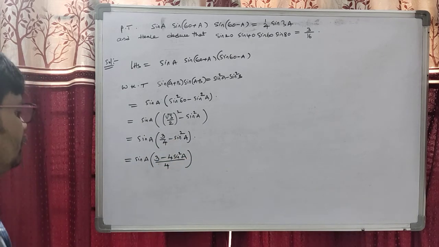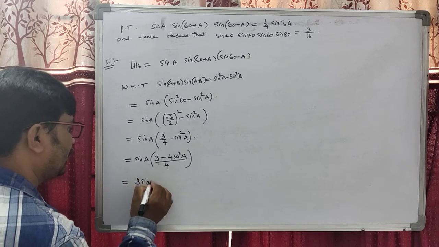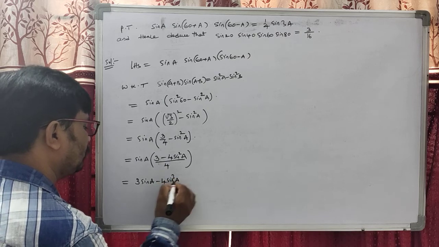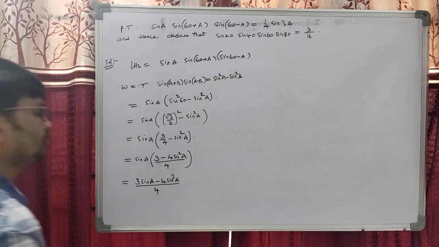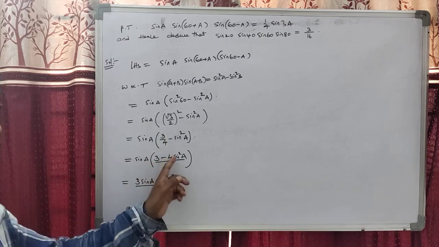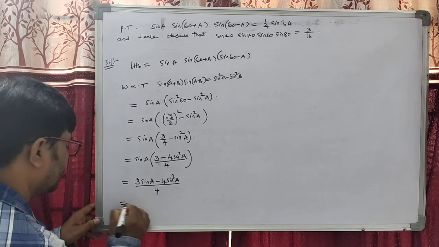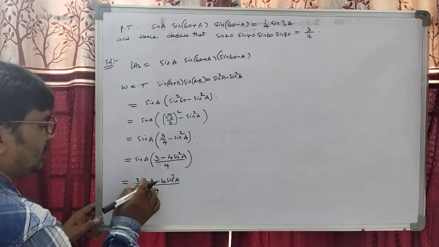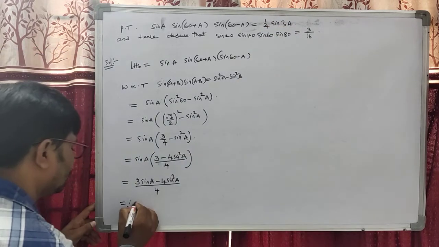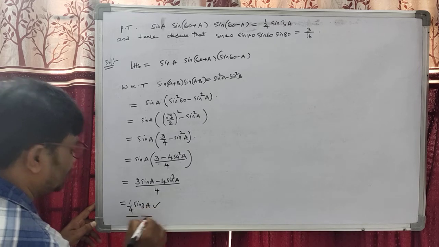Okay students, now how can you write this? This is 3 sine A minus 4 sine cube A by 4. So this is 3 into sine A, 3 sine A minus 4 sine cube A upon 4. So we can write as 1 by 4, 3 sine A minus 4 sine cube A, which is sine of 3A.